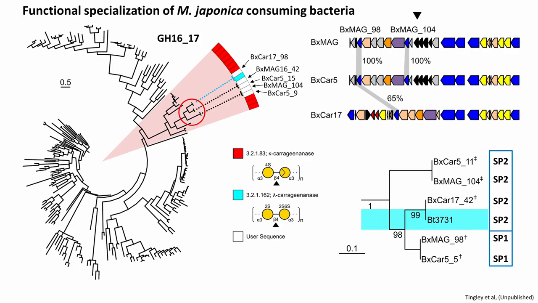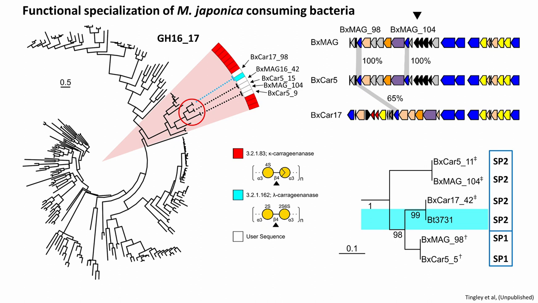So just to circle back again, we're looking at subfamily 17 of GH16. All of these are characterized sequences that have been pulled out of KZ, and we're just zooming in here on one clade. Okay, so red, these are kappa carrageenanases. There's one lambda carrageenase that's been described as well. And then in white, this is the user sequences from Jeff's mag and Jeff's isolates, that are getting mapped to the characterized sequences.